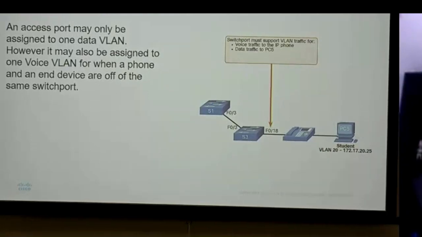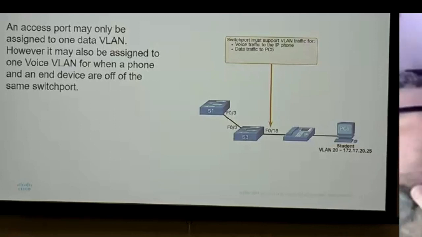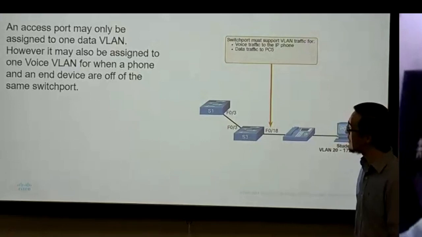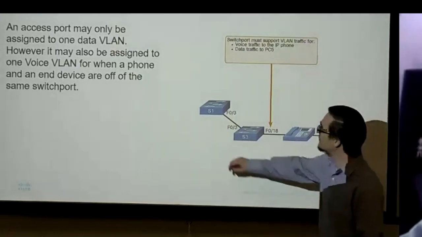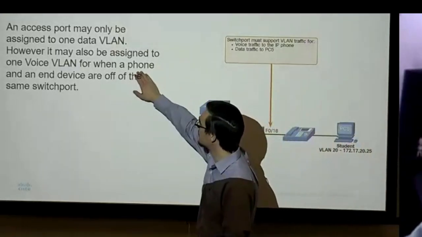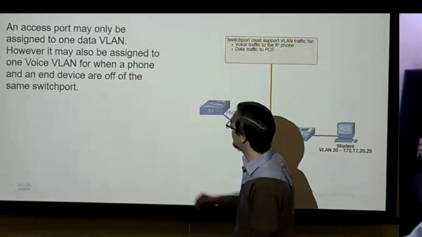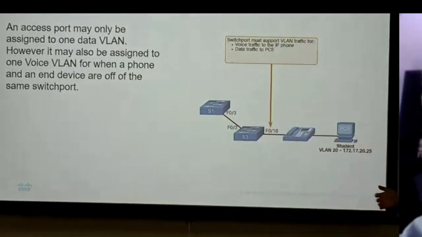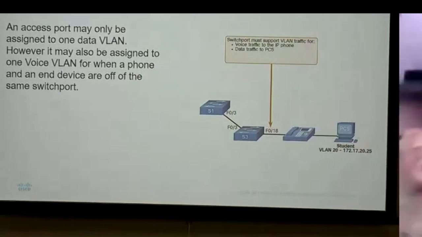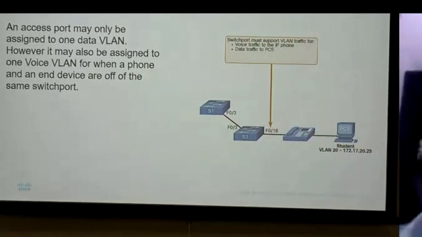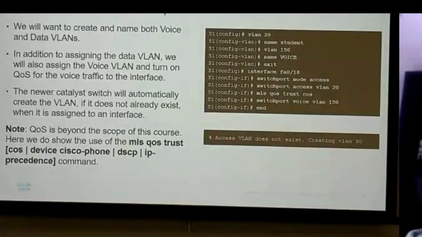An access port may only be assigned to one data VLAN. Yes, that is true. However, it may be assigned to one voice VLAN as well. So it's kind of like a trunk, but it's not really a trunk. Here's what that would look like.